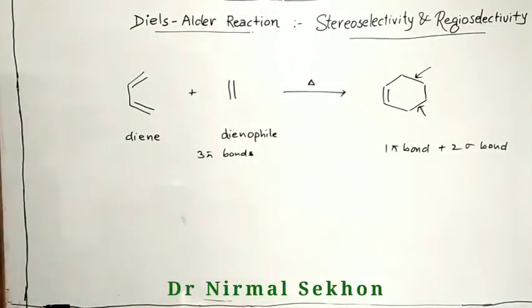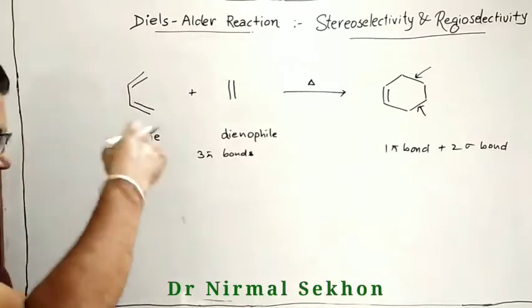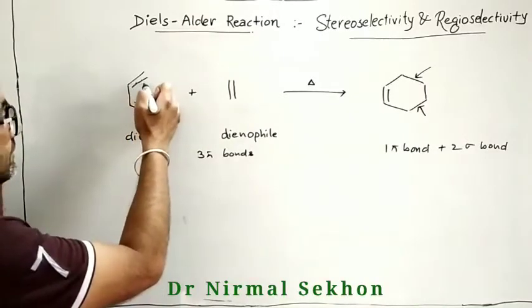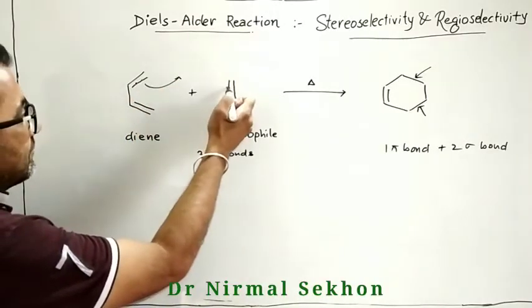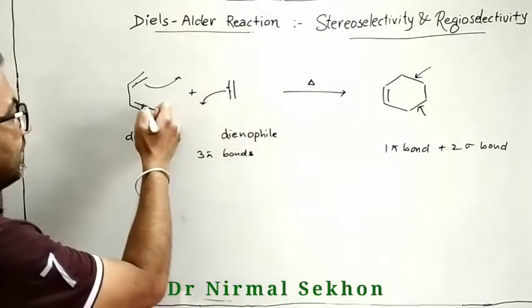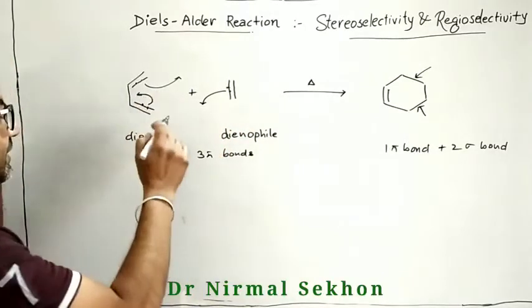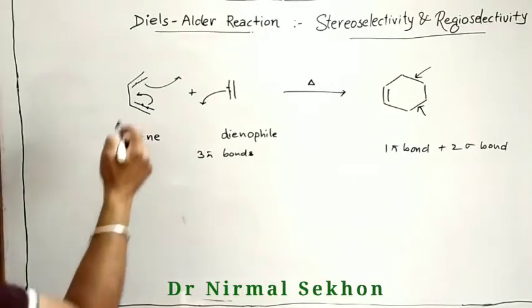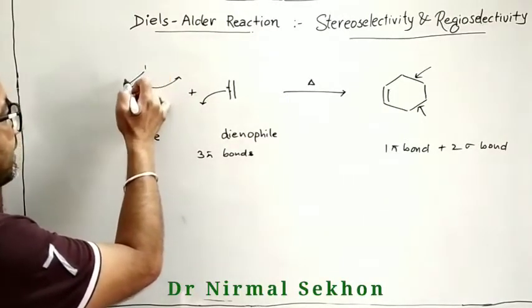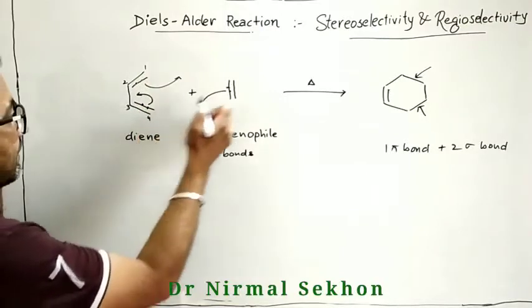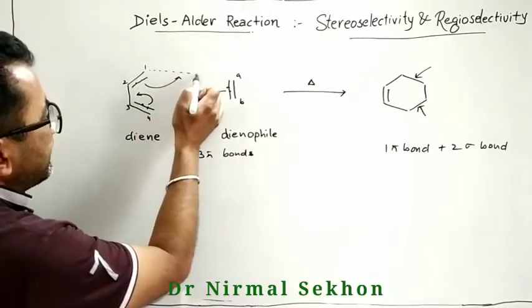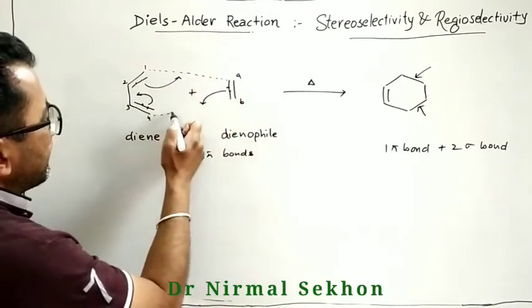How does this reaction take place? This is a cyclic flow of electrons. These two electrons move here, these two electrons move here, and these two electrons move here, like this. This movement of electrons takes place simultaneously. If we number the diene 1, 2, 3, 4, and take the dienophile carbons as A and B, then new bonds are formed between 1 and A, and between 4 and B.